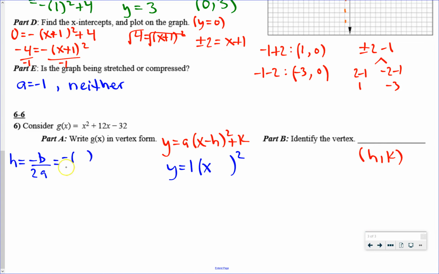So my b is what? It's 12. It's just 12. It's not 12x. Never ever plug in x. Don't ever do it. Okay, we're plugging in numbers. So opposite of 12 over 2 times 1. That gives me negative 12 over 2, which is negative 6. That is our h. So I know the first part of my vertex is negative 6. What do I put into my equation? I have opposite h. So what's going to go in there? Positive 6.